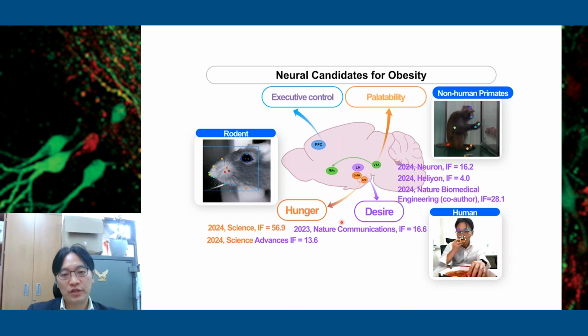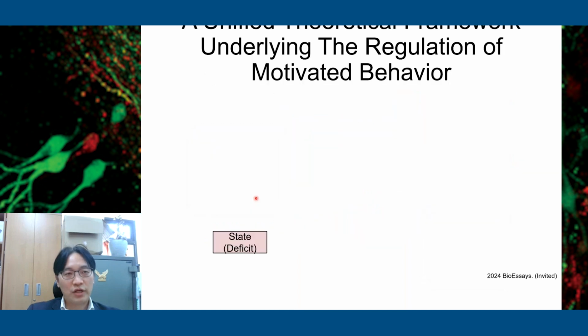So we've been studying desire and hunger, the upstream of the desire, and the palatability using mouse, human, and monkeys. And let me show you the mouse data. So I told you about the design. So you have to think about the design.